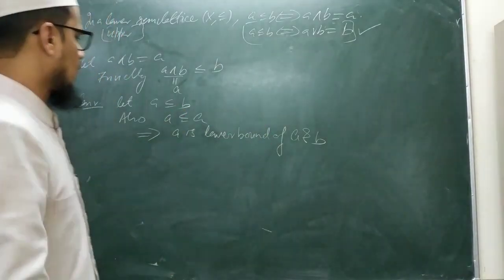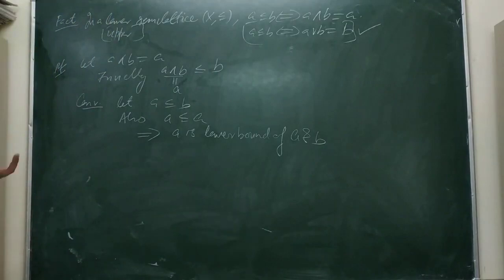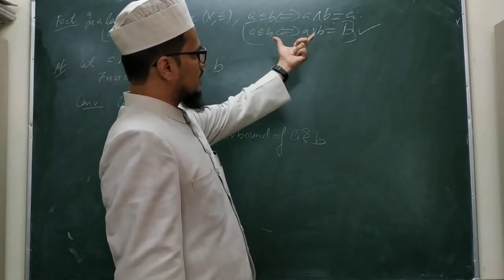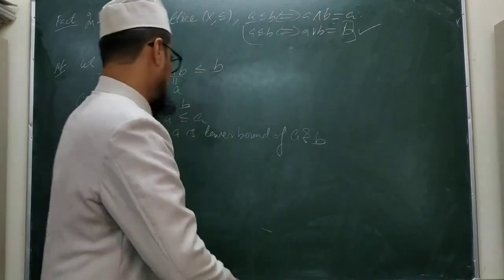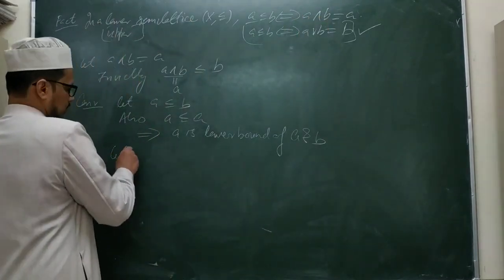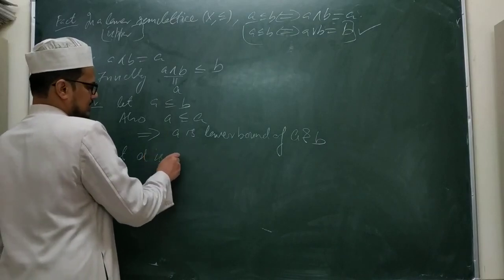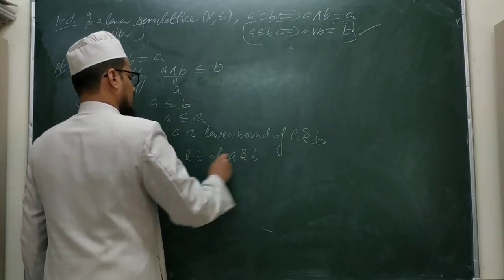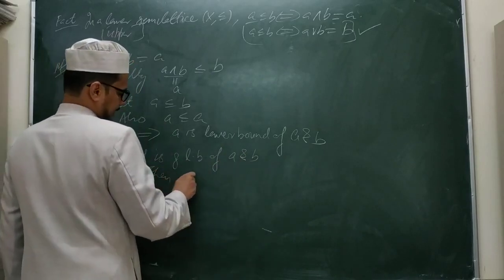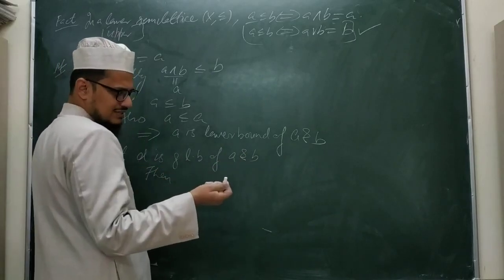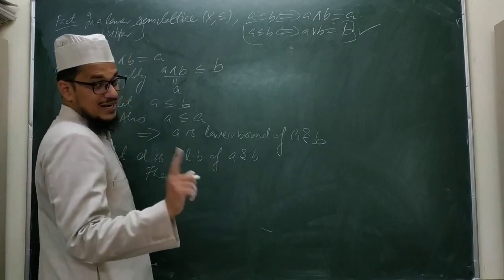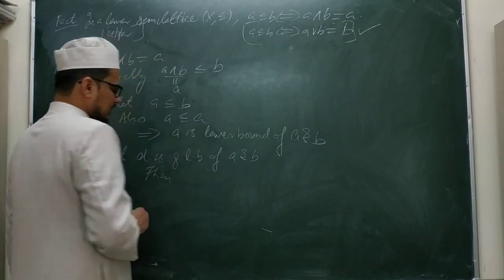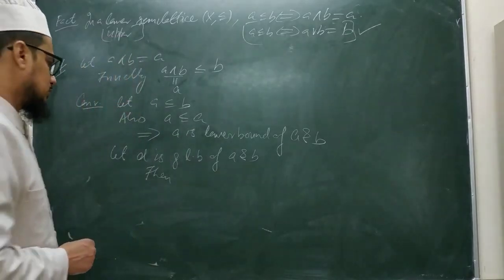Is it clear? Now basically what we have to prove is that the greatest lower bound of A and B is A. This we have to prove. So let D be the greatest lower bound of A and B. Of course, then just assume that D is the greatest lower bound of A and B, and finally we prove that D is equal to A. D is none but A, correct? Because there can't be two greatest lower bounds.